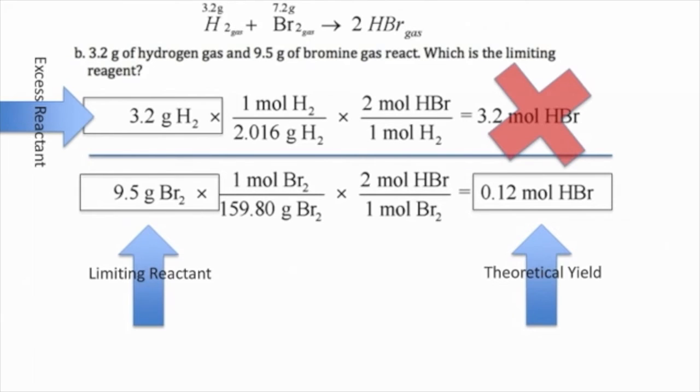And there is no name for the 3.2 moles of hydrogen bromide that could have been produced had we not run out of the 9.5 grams of bromine. We will never make 3.2 moles of hydrogen bromide because as soon as 0.12 moles of hydrogen bromide is made, the reaction will stop. And it will stop because we run out of bromine, the limiting reactant.